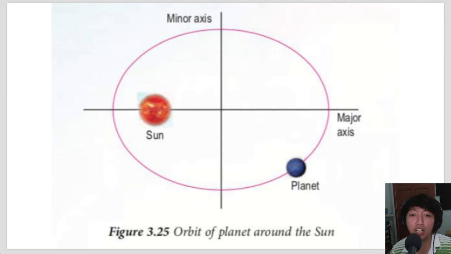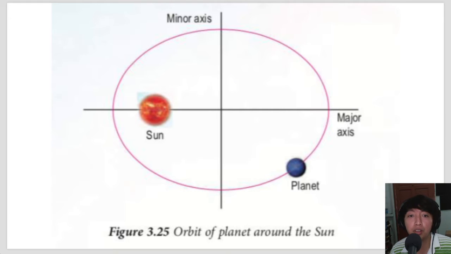Sometimes the planet will actually be further away from the sun, and sometimes the planet will be a little bit closer to the sun. So that's why it's very interesting how it works. There are times when it's closer and there are times when it's farther.